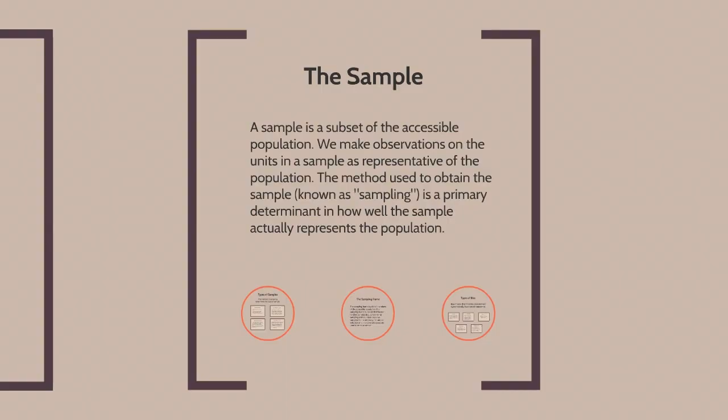We have been talking about research and data and how the way we collect data influences the conclusions that we can make in our research studies. Specifically, we've been talking recently about the sample. A sample is a subset of the accessible population.